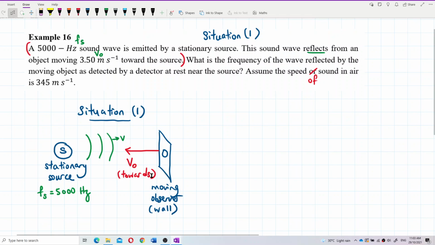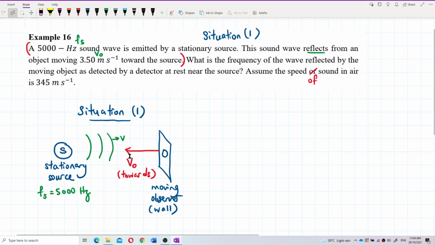This moving object is the observer, or we can say it is a moving observer moving towards the source. So this 3.5 becomes the velocity of the observer towards the stationary source. We can imagine this observer is just like a wall that reflects the wave it receives.